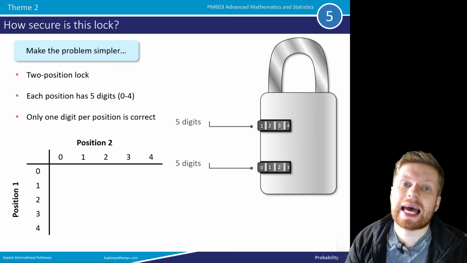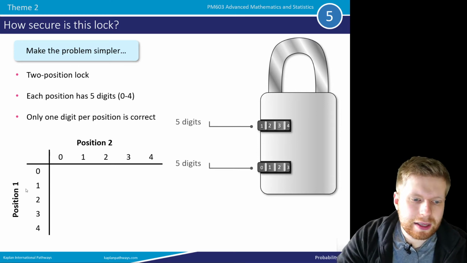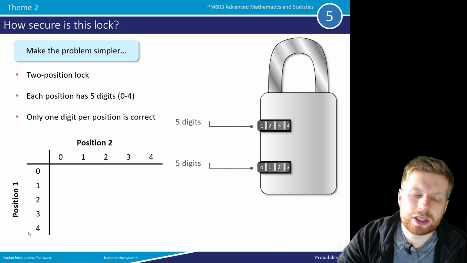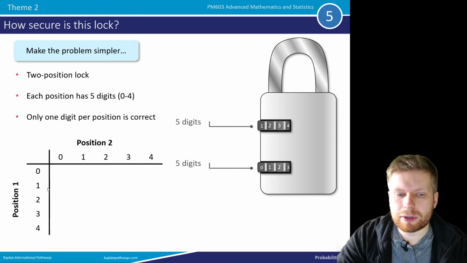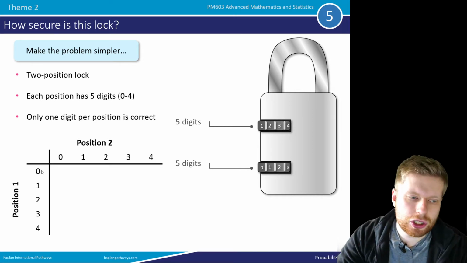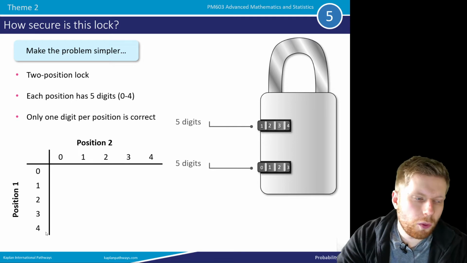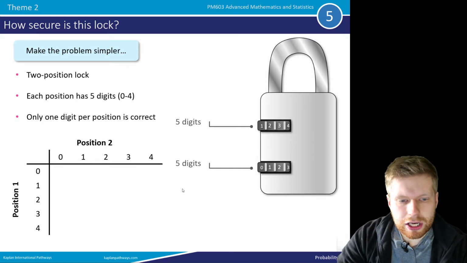So I'm going to do so using a table like this. So the rows of the table represent the digit which can be displayed in that first position. And the columns of the table represent the digit that can be displayed in the second position. And obviously I've listed the only 5 possible digits that you can have in each position, the digits from 0 to 4. Okay, there's 5: 1, 2, 3, 4, 5. So 0 to 4. Okay, and that's the same in each position.